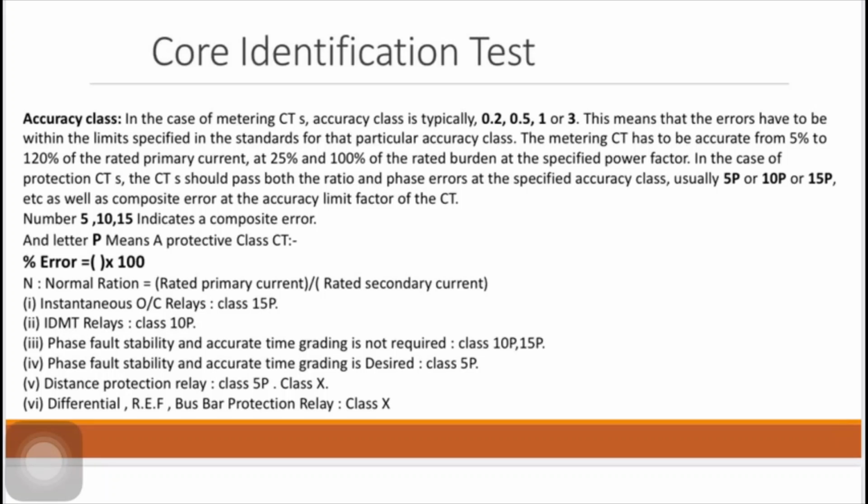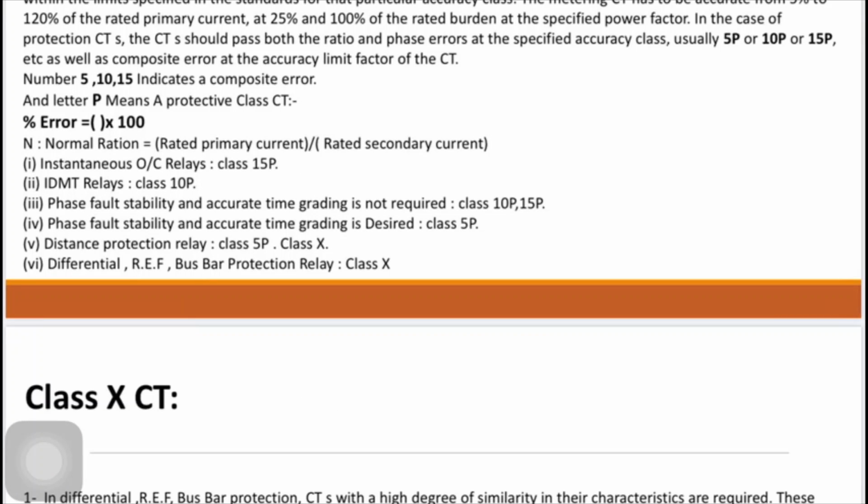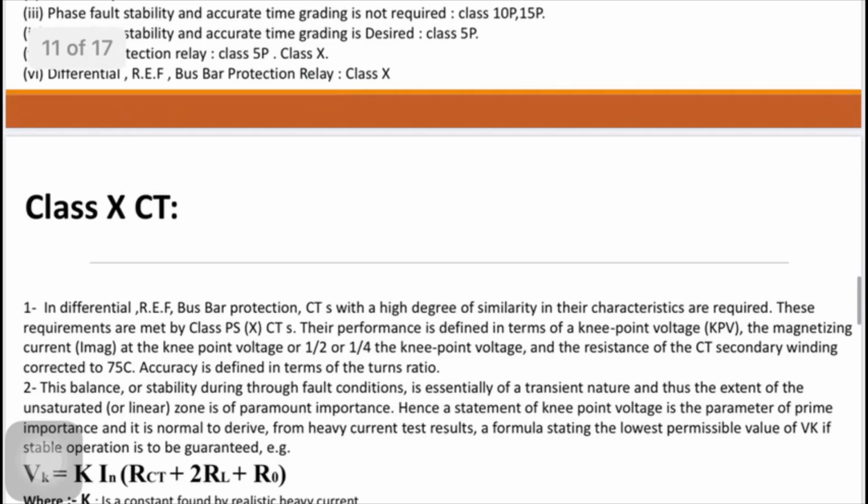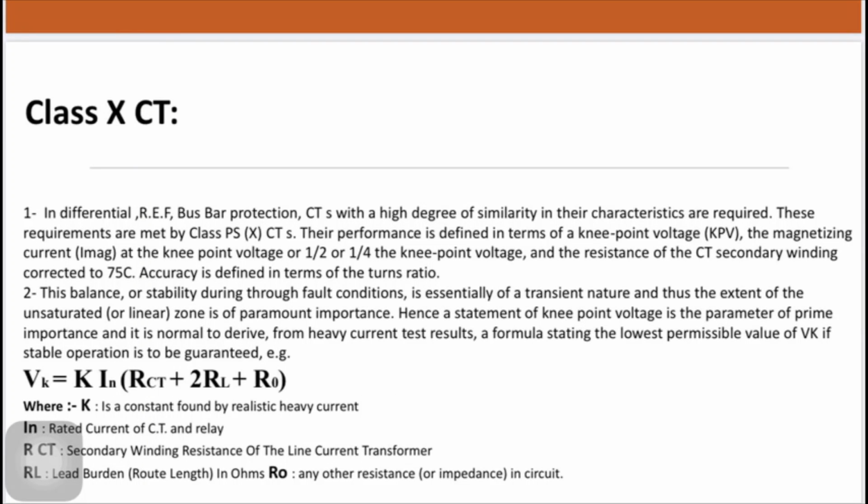So how do we identify this? The test is nothing but the knee point test. This is the PS class, so we have to determine the knee point voltage. Knee point voltage is nothing but the level of voltage where the core gets saturated. Here I have shown the calculation of VK, that is the knee point voltage.